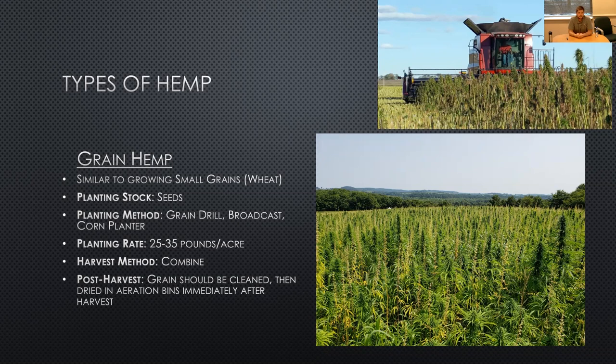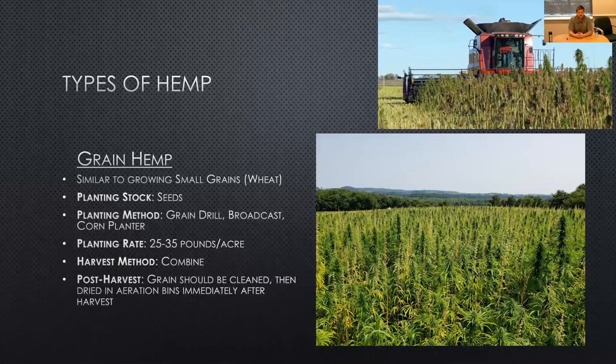Planting rate is going to be half of the fiber crop, in that 25 to 35 pounds per acre. In this production system, we want a thicker stalk to be able to handle the weight of the grain head on top. Harvesting is going to happen with a combine, like what we see up in the upper right-hand corner there.